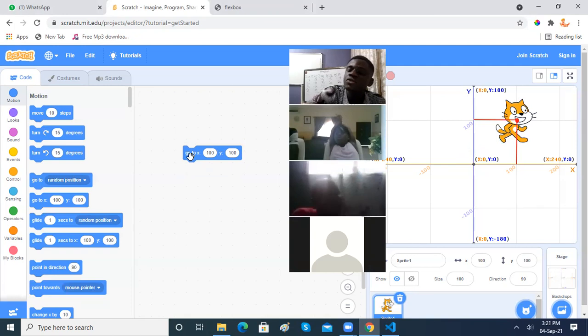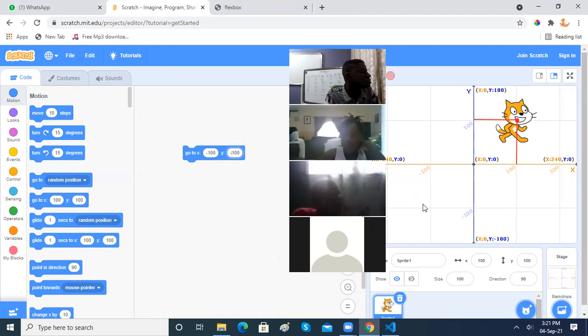Do you see it? The cat goes to the position of the dot. So if I go to X negative 100 and go to Y negative 100, where will the cat go to? Look at the graph and tell me where the cat will go to.